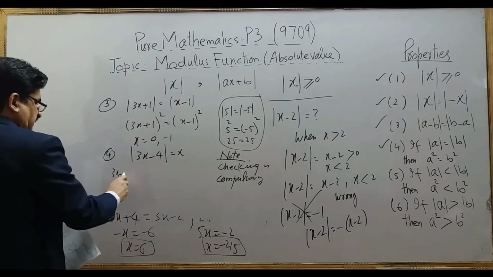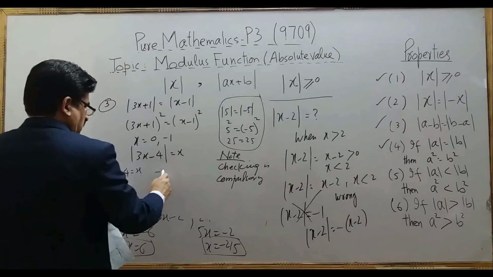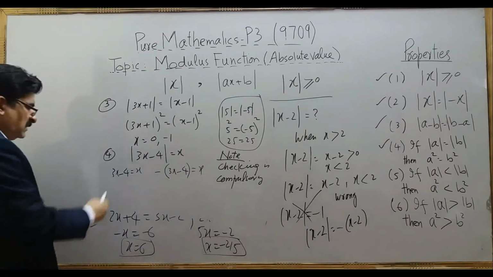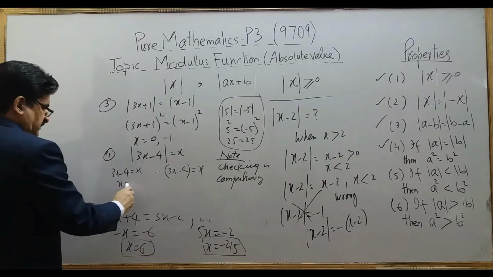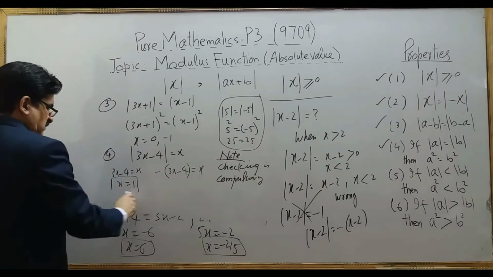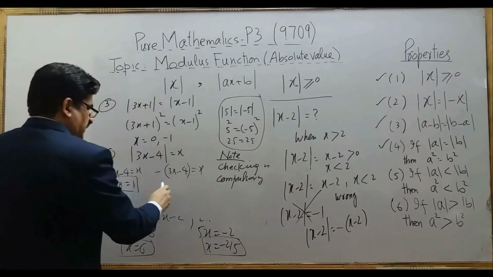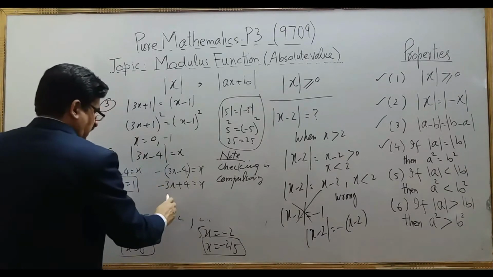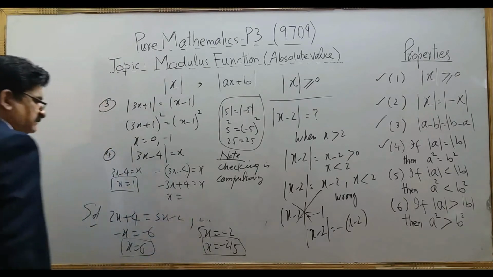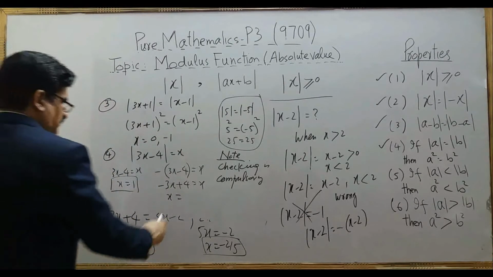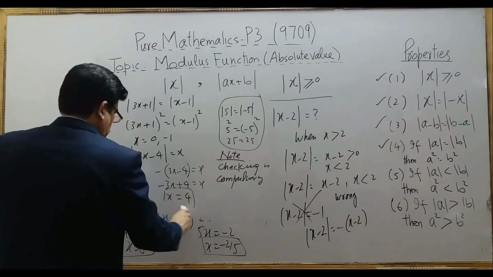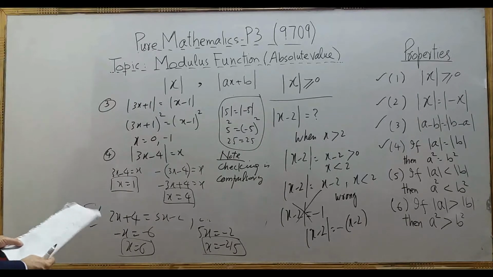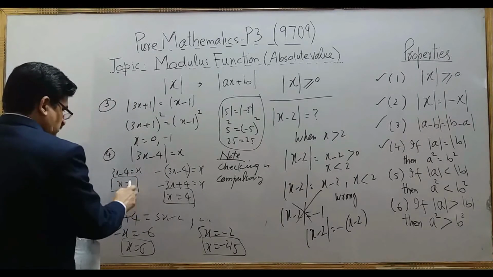Now solving it: 3x − 4 = x, and −(3x − 4) = x. From here you will get x equal to 2, and from here you will get −3x + 4 = x, and x is equal to 1. So x is equal to 1 and x is equal to 2.